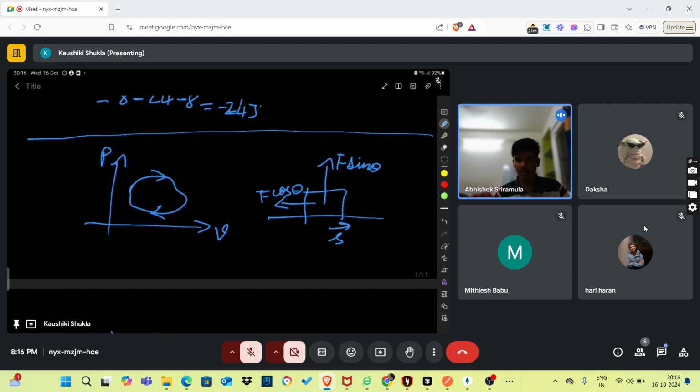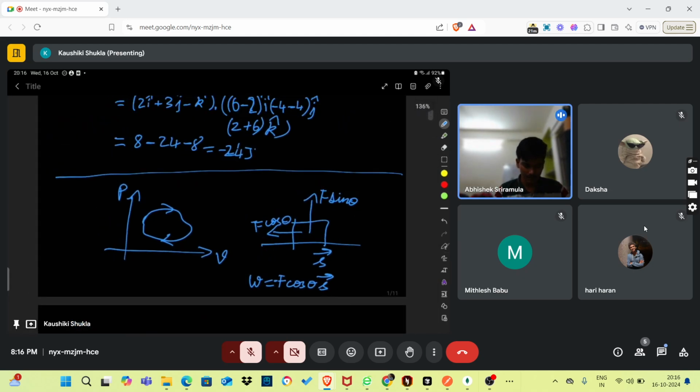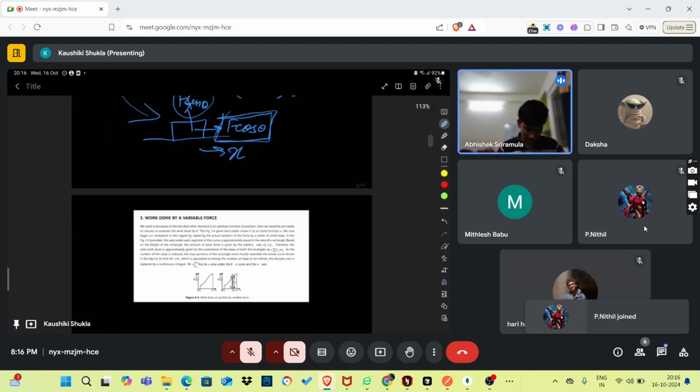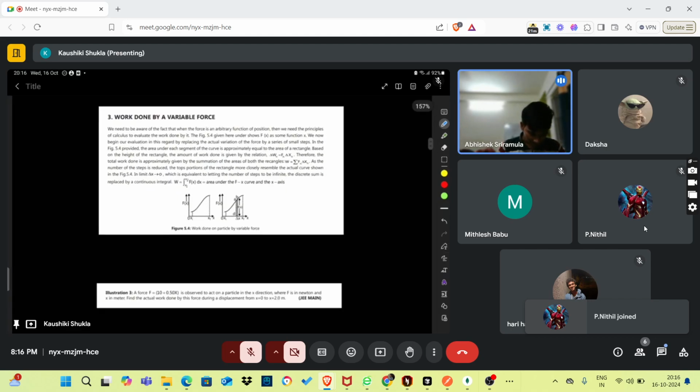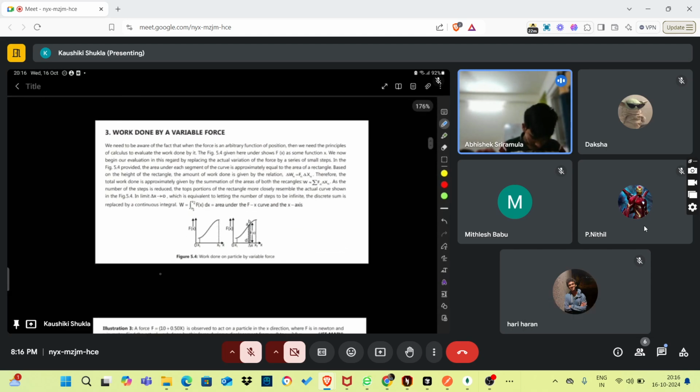If I ask you the work done here, only this F cos theta component is doing work, and as F cos theta is opposite to the displacement vector, the work done is negative. You can just go with the formula also: work is F cos theta times S bar, and there will be a negative sign here. So this is what negative work tends to. Now talking about variable force, you can read all this, but basically what we generally use is this formula: work is the integral of F dot ds vector.